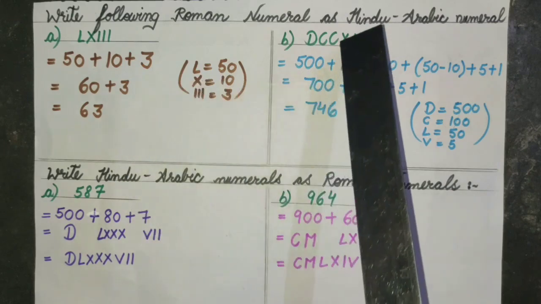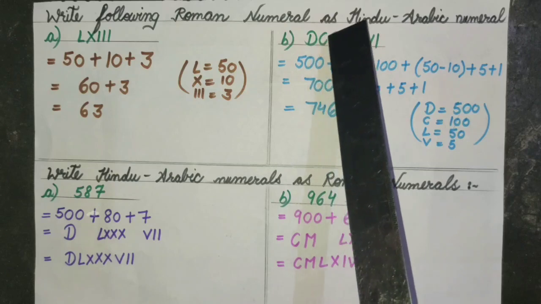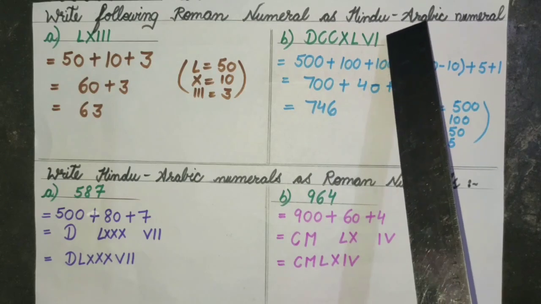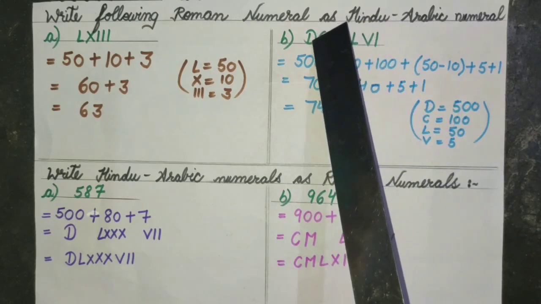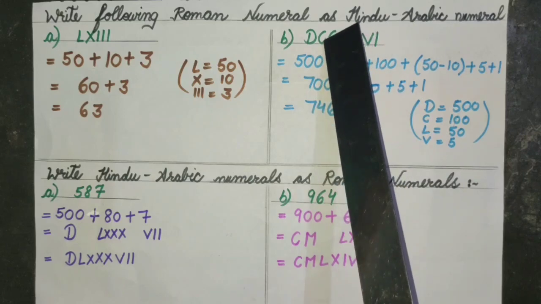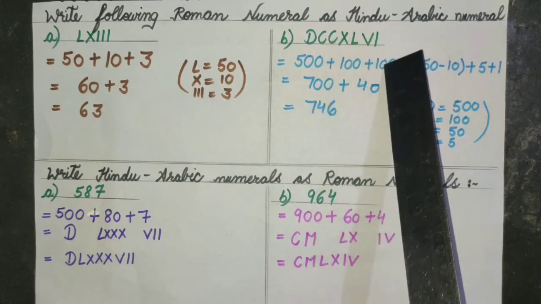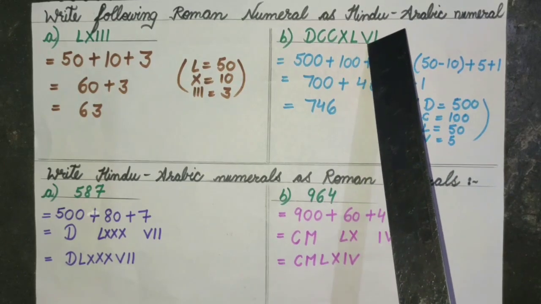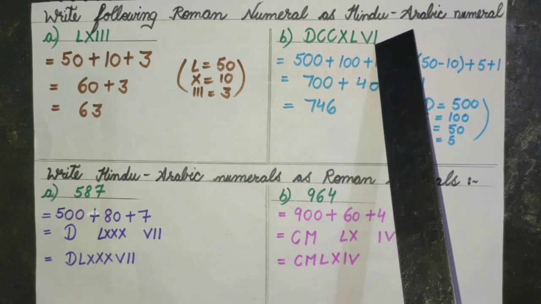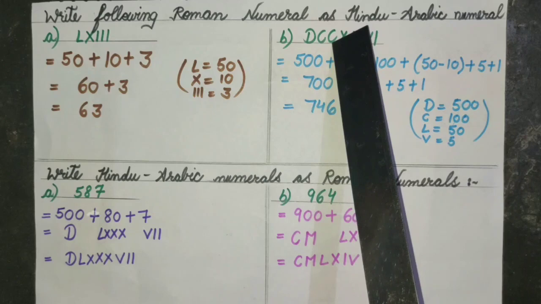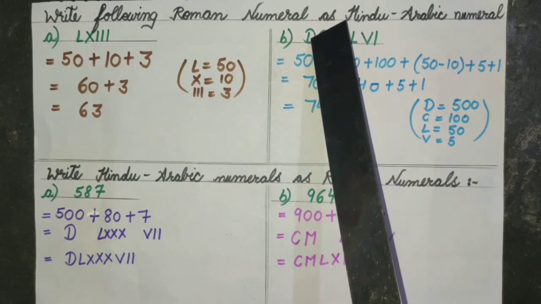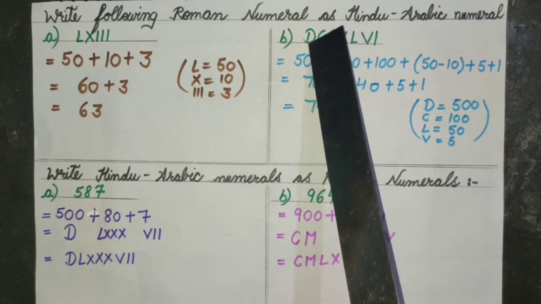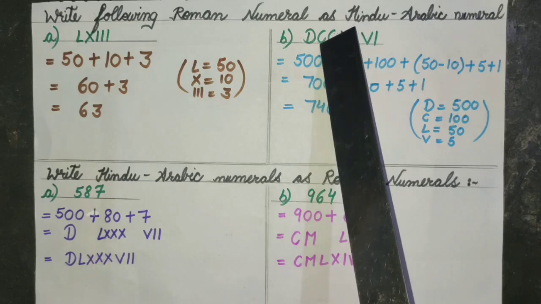Now, let's move to the B part. B part is D, C, C, X, L, V, I. Now, let's start. D means 500, C means 100, C means 100, X means 10, L means 50, V means 5, I means 1. See here, C means 100 and D means 500. C is used after a bigger symbol, that is D. Again, rule 2 will be applied here.